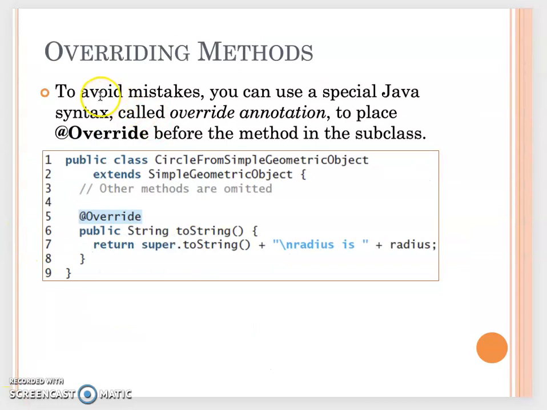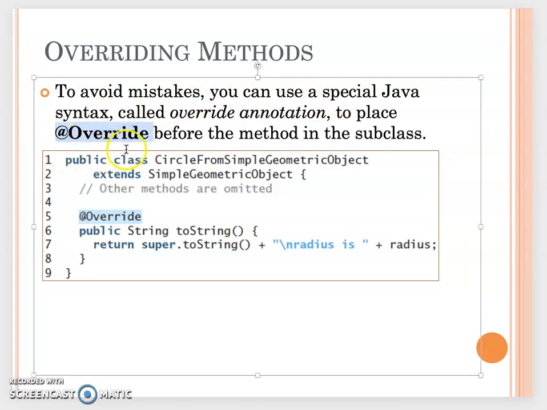Most of the time, if you intend to write an override method, it's better to add the override keyword before your method implementation, because from here we can avoid mistakes. Remember, for an override method we need to have the same return type and the same signature as in the superclass. So if you add this override keyword before your implementation, the compiler will check that for you.